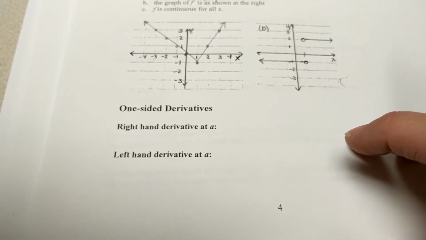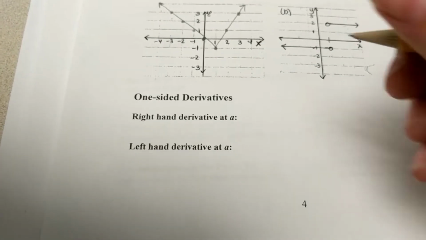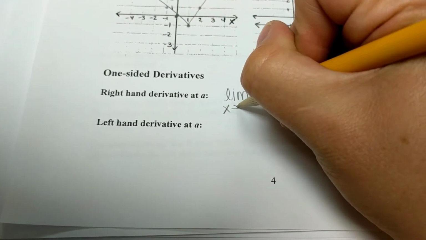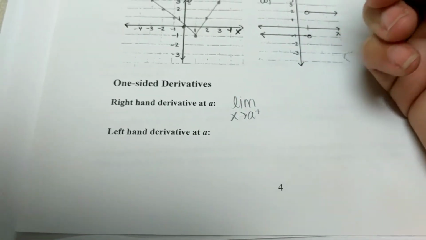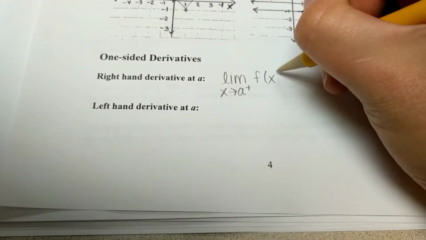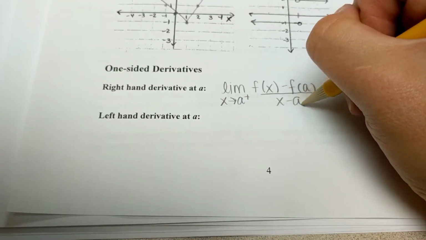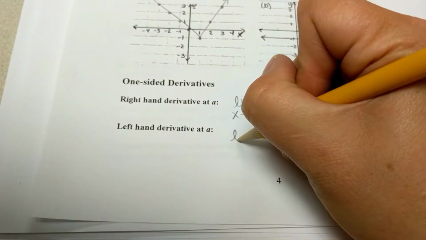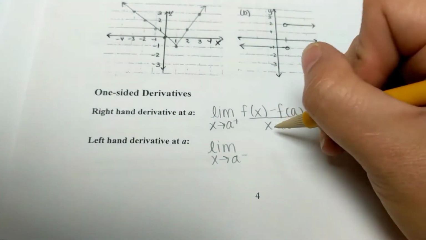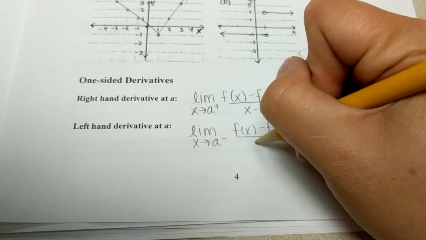Fancy. All right, so one-sided derivatives, the right-hand derivative, these are the same definitions that we had before. The limit as x approaches a from the right, and again, we're going to do f of x minus f of a over x minus a. And the limit as x approaches a from the left of f of x minus f of a all over x minus a.